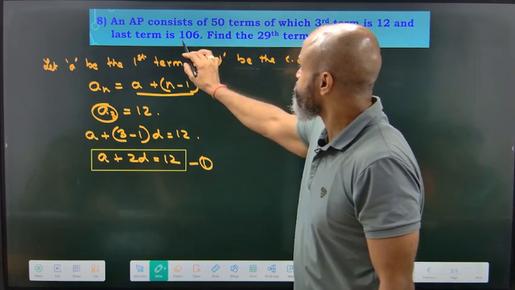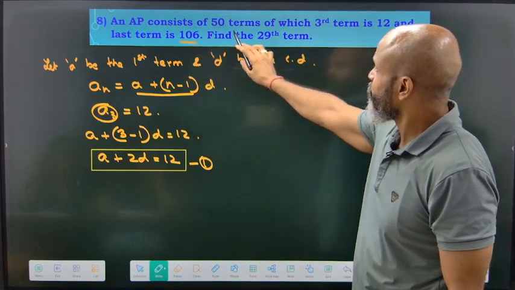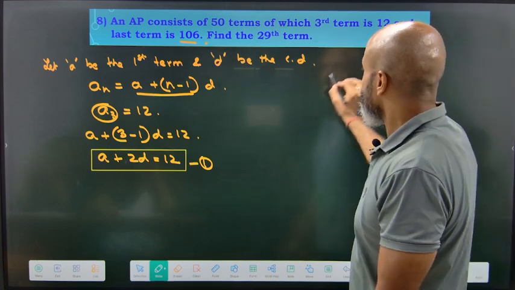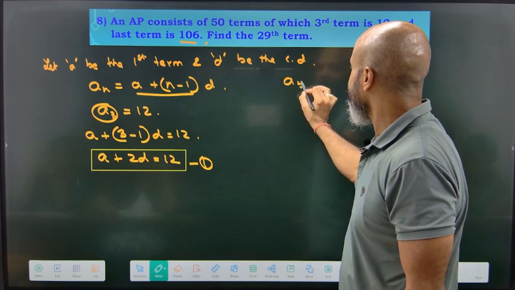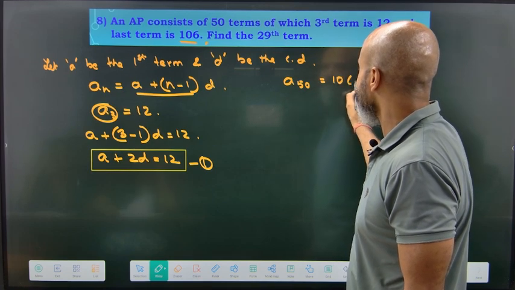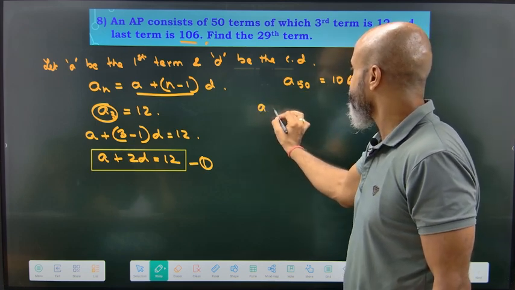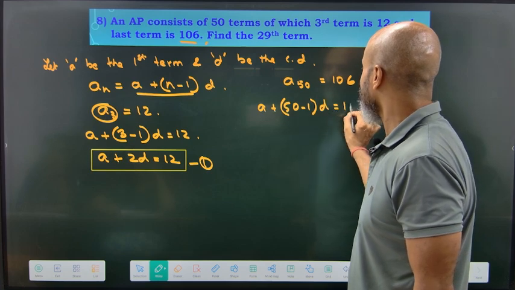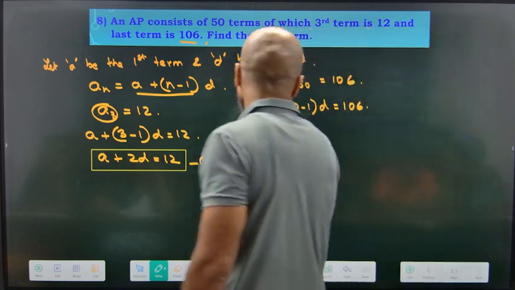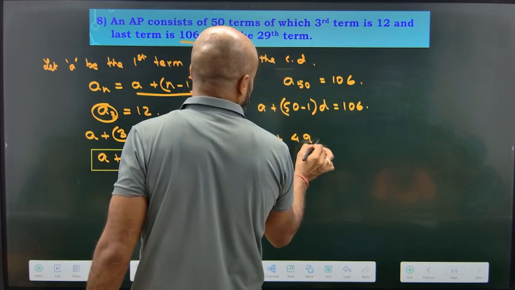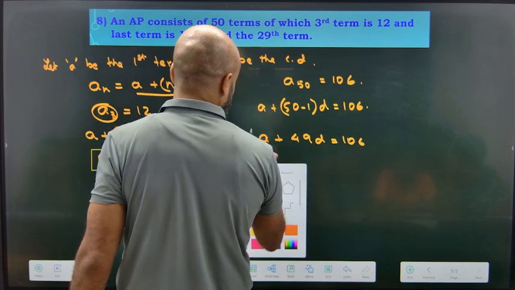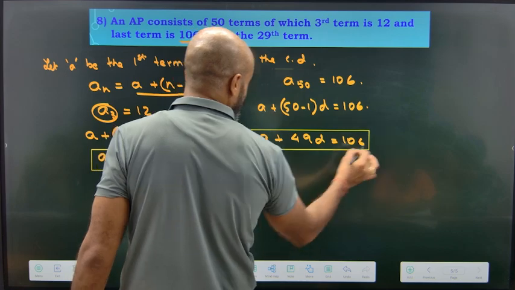In the same way, last term is 106. Last term will be how much? 50th term. So A50 is equal to how much? 106. So A50 can be written as A plus 50 minus 1 into D is equal to 106. So that is how much? A plus 49D is equal to 106. And this becomes your second equation.